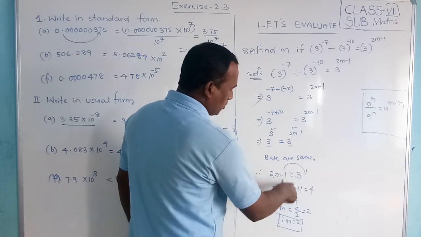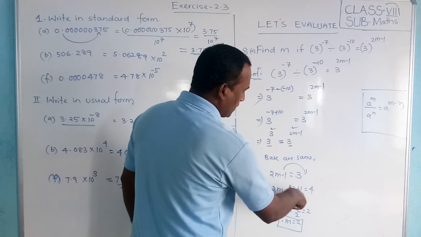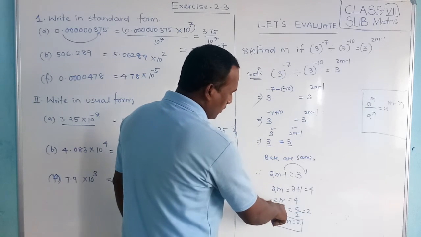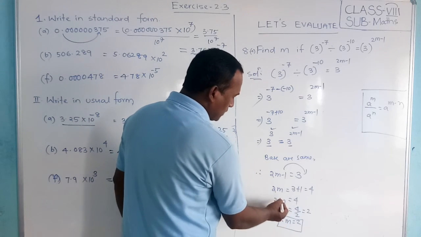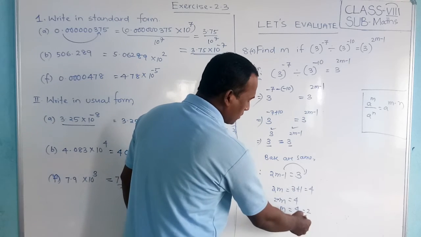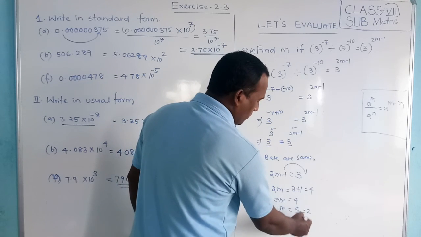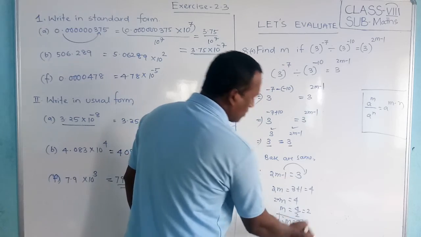2m is equal to this; minus 1 will go to the right side, then 3 plus 1 is equal to 4. So 2m is equal to 4. Now m is equal to 4 by 2, because the 2 is multiplying, so it will go to the other side as division. So 4 divided by 2 is equal to 2. Hence m is equal to 2.